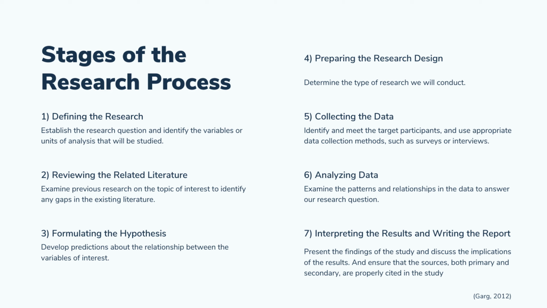In stage 5, collecting the data, we would identify and meet the target participants and use appropriate data collection methods, such as surveys or interviews. For example, we might conduct a survey to collect data on social media use and mental health outcomes from a sample of adolescents. In stage 6, analyzing the data, we would examine the patterns and relationships in the data to answer our research question. For example, we might use statistical analysis to examine the relationship between social media use and mental health outcomes.